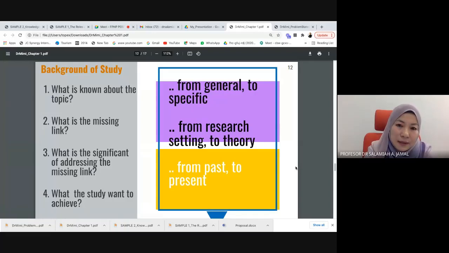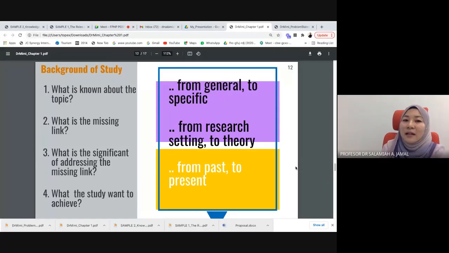Take note also that when you write your background of study, you should always write from general to specific. For example, when you introduce what is known about the topic, let's say heritage tourism, you can write a bit about what you know about heritage tourism worldwide, and then move to heritage tourism's standing or status in Malaysia. So it's always from general to specific, worldwide to Malaysia.